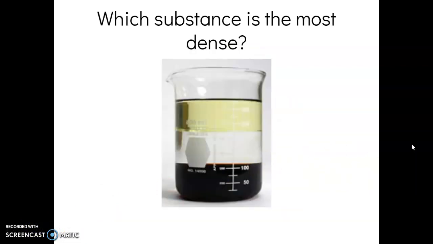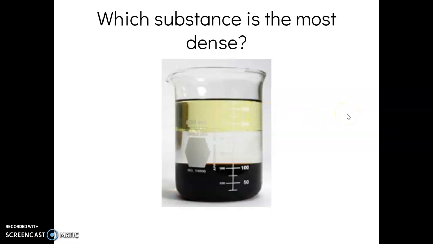And we can also see this when it comes to things like liquids. So here we have a beaker that has 3 different substances in it. So we've got this brown, murky looking substance. This is the clear substance. And then we've got oil on the top. This is that yellow substance.